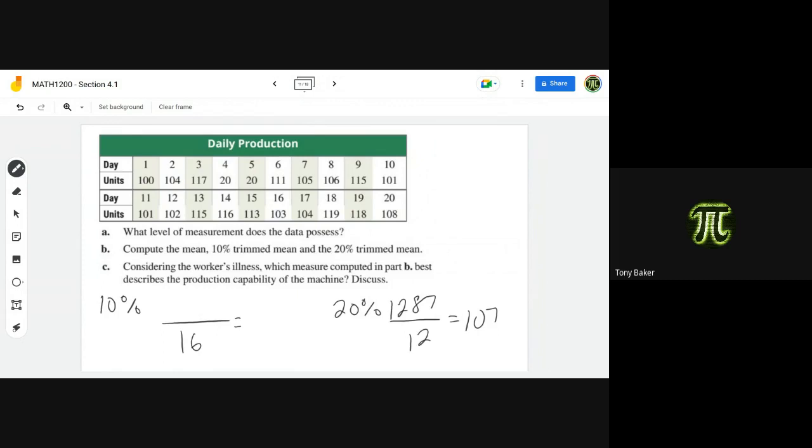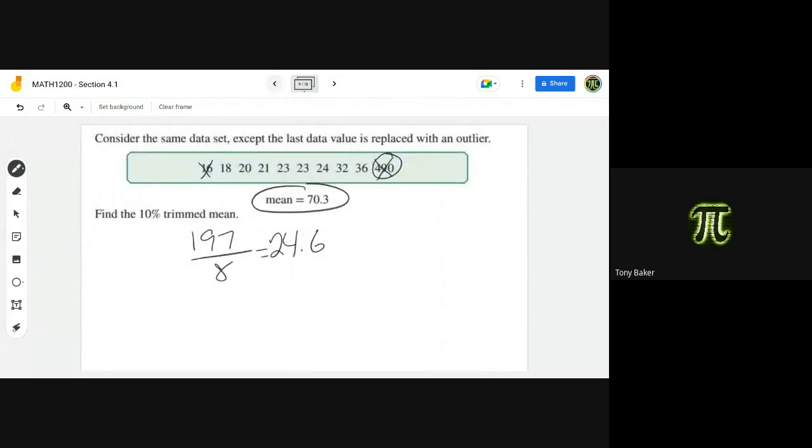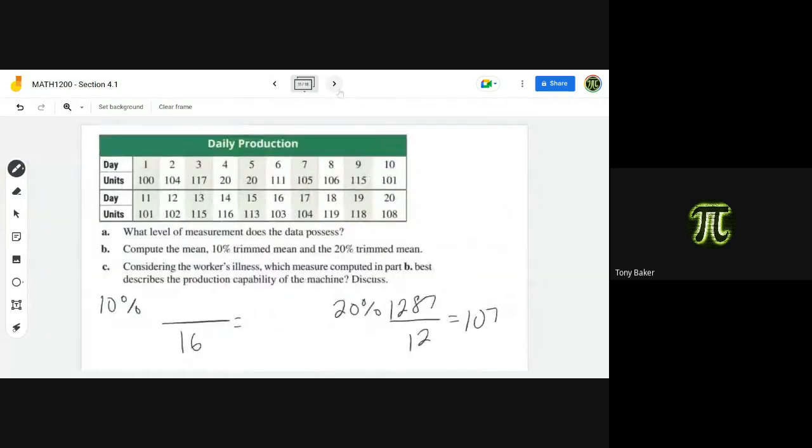So when you're doing the trimming, like when we had 10 numbers, in the last one, we cut off 1 from each end because 10% is 1. That's actually why I did this one with the 20 numbers. So since it's 10% of 20, that's 2 numbers. So I'm going to cut off 2 from both ends. So I'm cutting off the 20 here, the 20 here, and then 119 and 118 would be the numbers I'm cutting off.